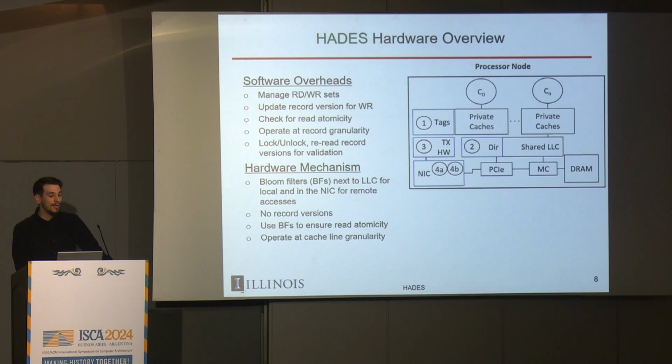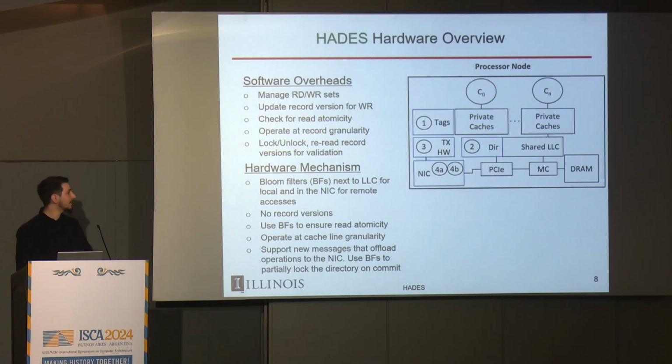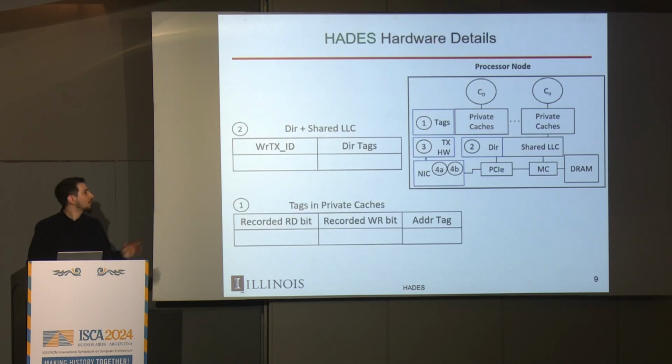And instead of doing locks and unlocks and rereading record versions to find conflicts, we will support some new messages that will offload these operations to the NIC. And then the NICs will be able to validate whether there was a conflict between transactions. And also we'll use the Bloom filters themselves to lock the directory during the validation phase. So let's take a closer look at how these data structures actually look.